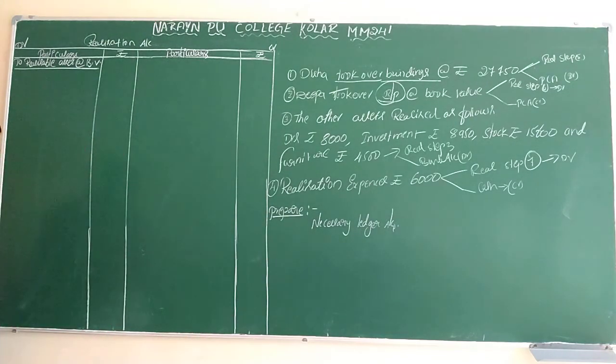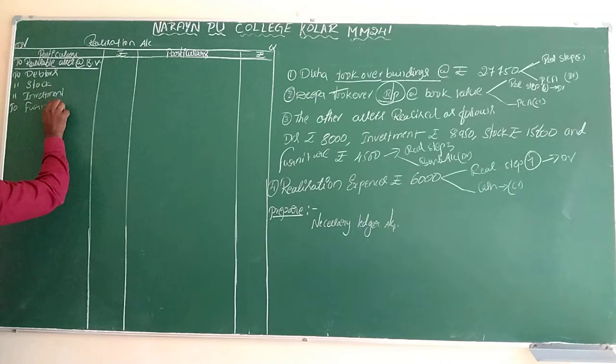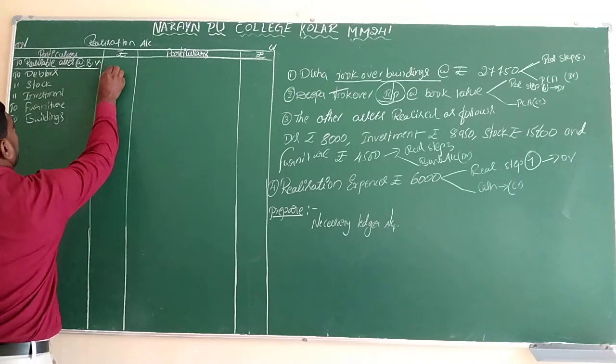So first we have to write, we have 5 assets. First we have to write To debtors, To stock, To investment, To furniture, and finally To buildings. Debtors, stock, investment, furniture and buildings. So here the cost of debtors is 8,600.